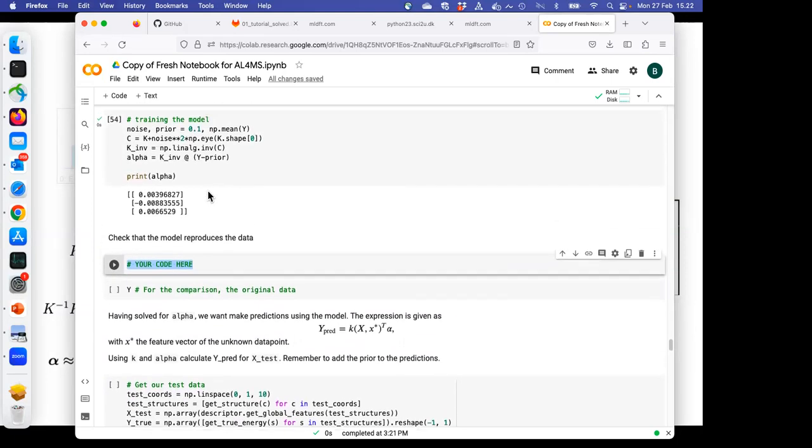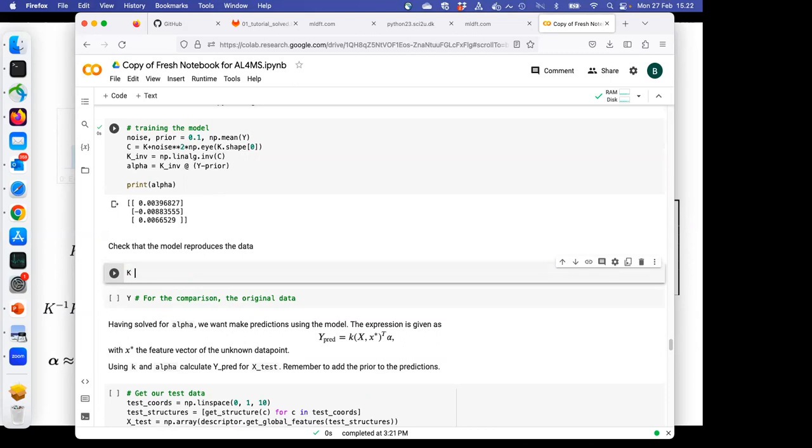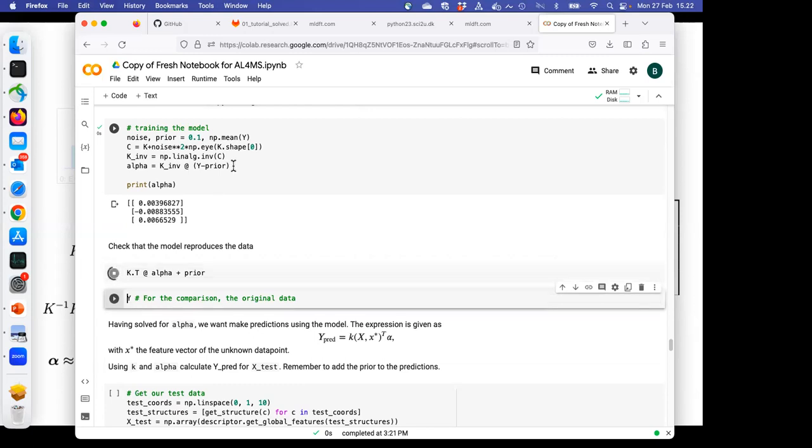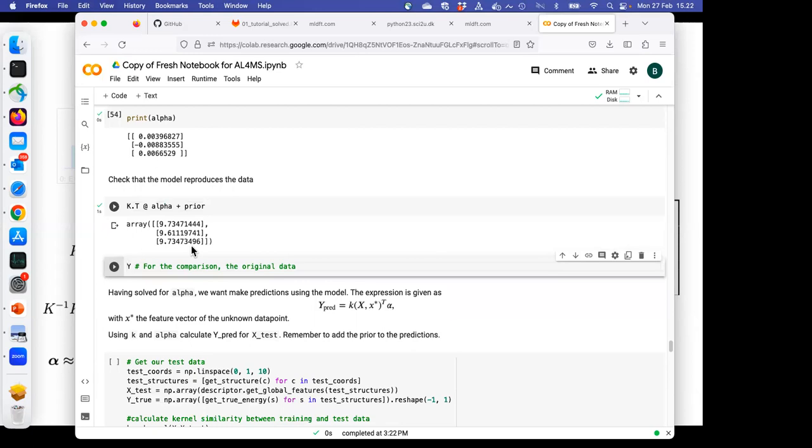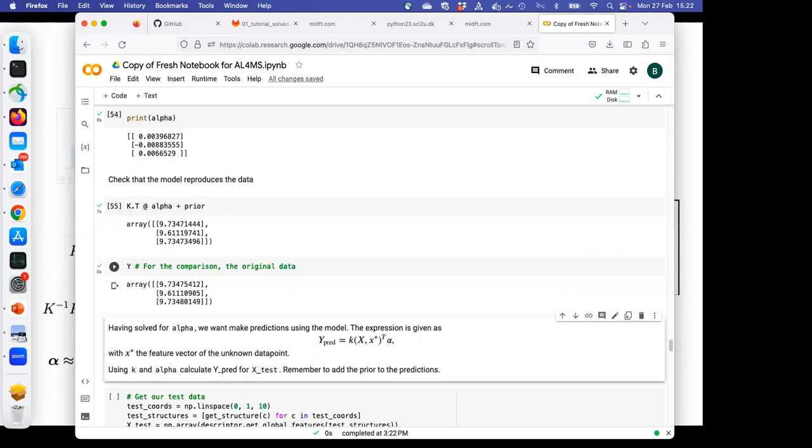So I take the entire kernel matrix, transpose it, multiply it with my alphas, and add the prior. And if I do that, I get these predicted numbers. And if I just print out Y, that's the data I tried to fit, you can see it's bang on. And of course it's bang on because I have 3 degrees of freedom, alpha one, alpha two, alpha three, and I have very diverse data, so I can more or less use one alpha for each. There's nothing to confuse the model.